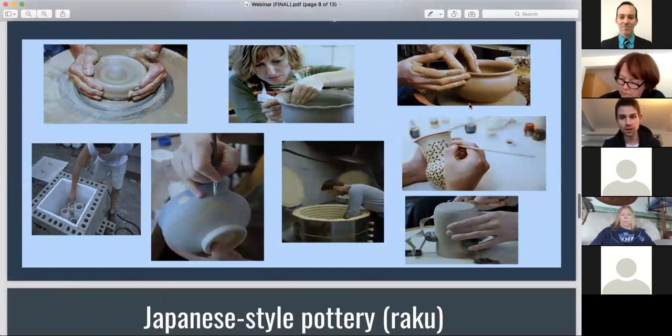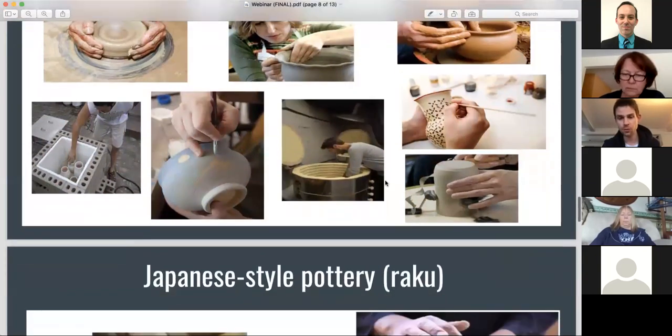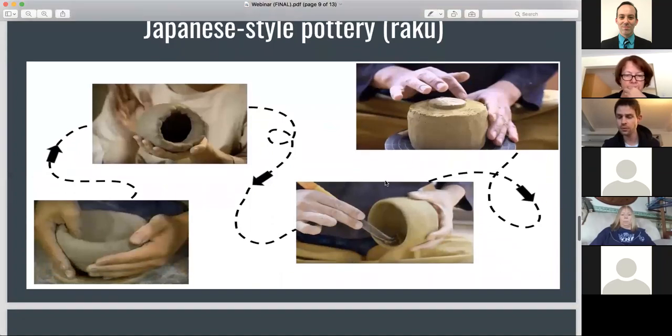Moving on to the next slide. Are any of you familiar with the process of Raku?